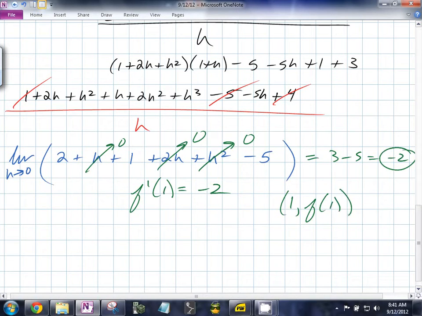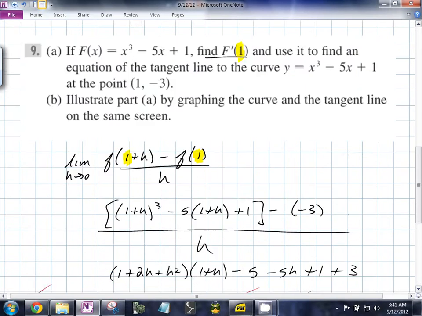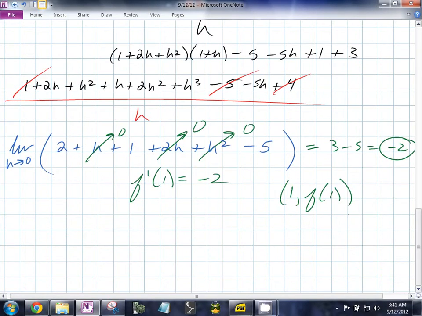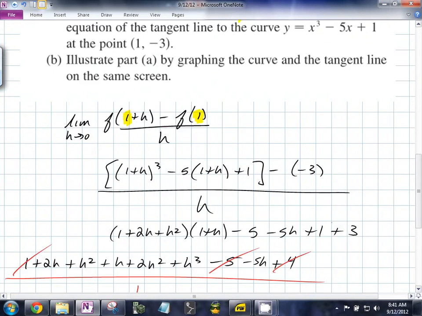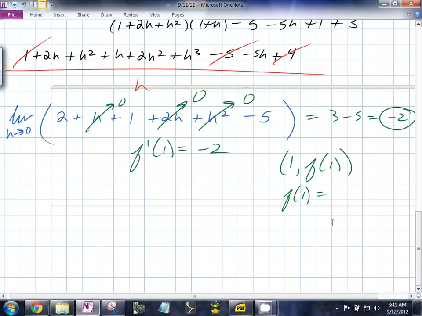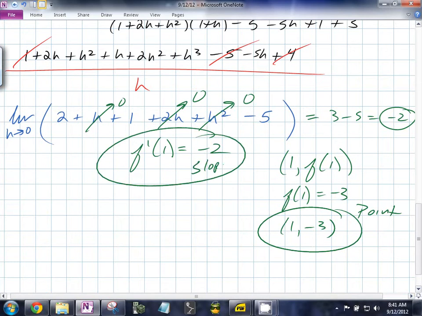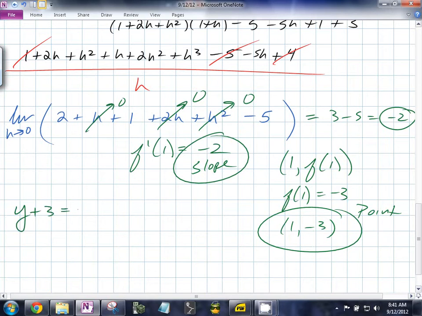Okay. So it says, and use it to find an equation of the tangent line at the point. Oh, look, they even give you the output. What is f of 1? They even tell you it. It's negative 3, right? So the point is 1, negative 3. You have a point and you have a slope. So y plus 3 equals negative 2 times x minus 1.